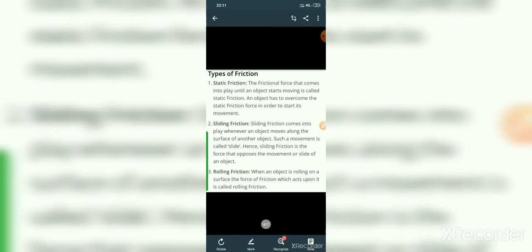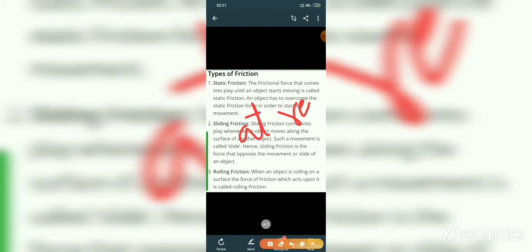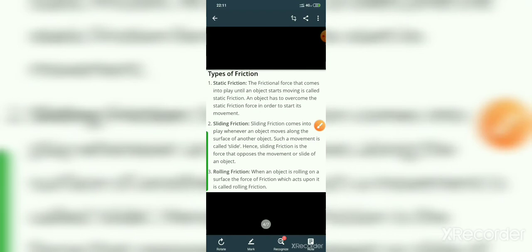The first one is static friction. The frictional force that comes into play until an object starts moving is called static friction. Children, the word static means at rest. So at rest means it is not moving. So the friction which is between the objects when they are not moving, when they are still, that is known as static friction.